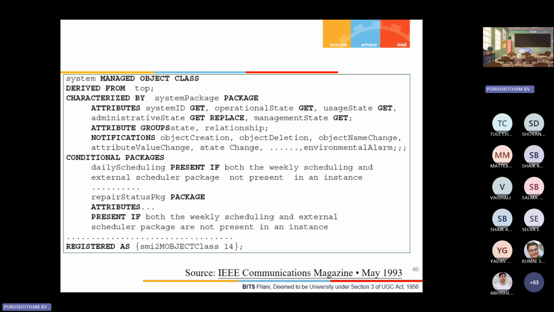System managed object class derived from top, characterized by the system package, which is called a package. Attributes like system ID get, operational state get, etc. Notifications: object creation, object deletion, object name change, and so on. Conditional packages include daily scheduling or external scheduler package, attributes like that.